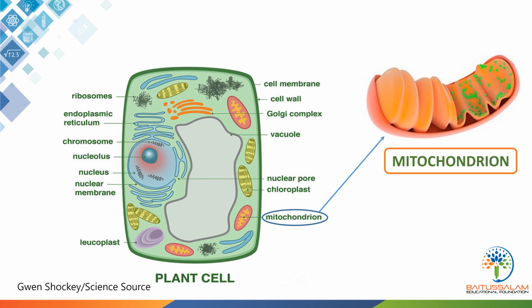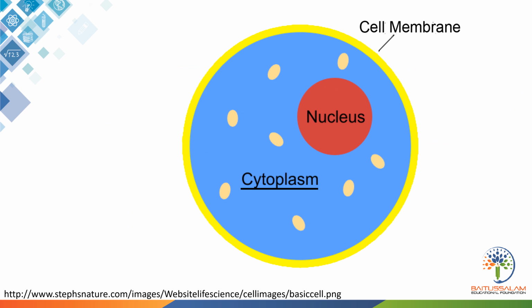The mitochondrion is known as the powerhouse of a cell. It releases energy in a process called respiration. The cytoplasm is a place where chemical processes take place. It acts like a container for all the other structures in a cell.